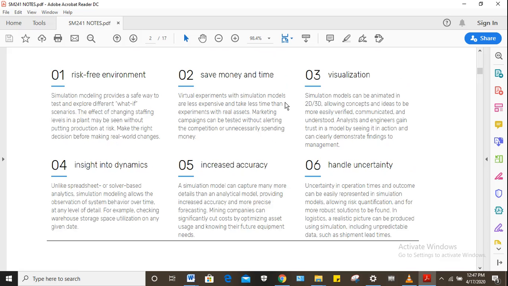Simulation models can be animated in 2D or 3D, allowing concepts and ideas to be more easily verified, communicated and understood. Then also insight into dynamics. Unlike spreadsheet or solver-based analytics, simulation modeling allows the observation of system behavior over time at any level of detail. Then also there's an issue of increased accuracy. Simulation models can capture many more details than an analytical model, providing increased accuracy and more precise forecasting. And also handling uncertainty: variability in operation times and outcomes can be easily represented in simulation models, allowing risk quantification and more robust solutions to be found.